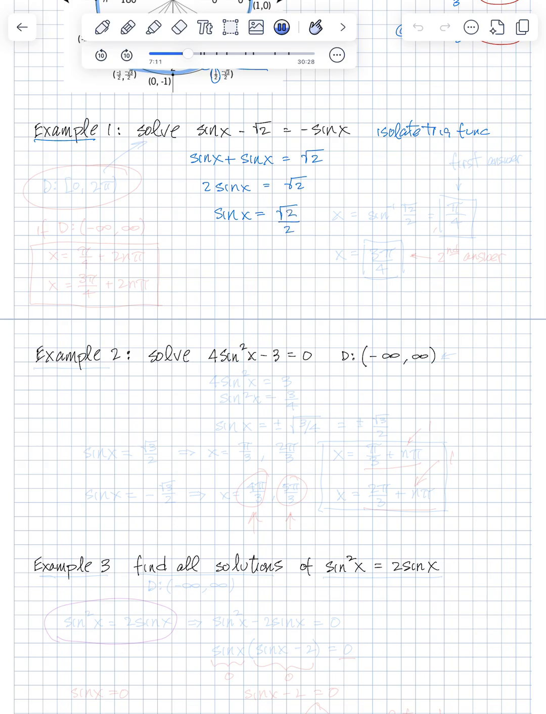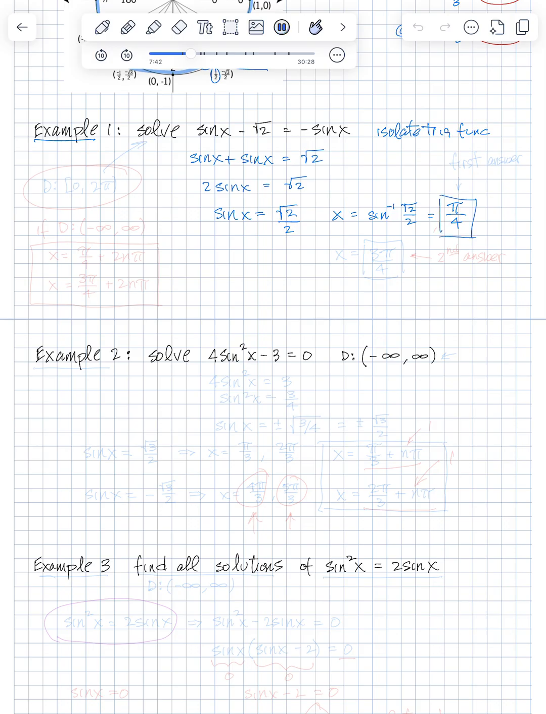So this happens to be on the unit circle, but if we get a value that isn't on the unit circle, all we have to do is solve for x. So x is equal to the arc sine of square root of 2 over 2, and that gives us a value of pi over 4, which you also see on the unit circle. But this is pi over 4.